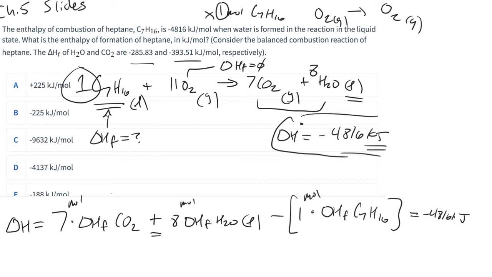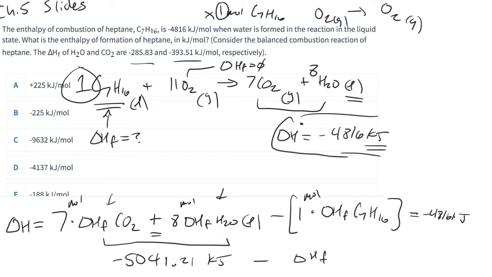And then what we can do is plug in our delta HF of CO2 and our delta HF of water. So let's do that here. CO2 is 7 times minus 393.51, plus 8 times negative 285.83. So I get minus 5,041.21 kJs.